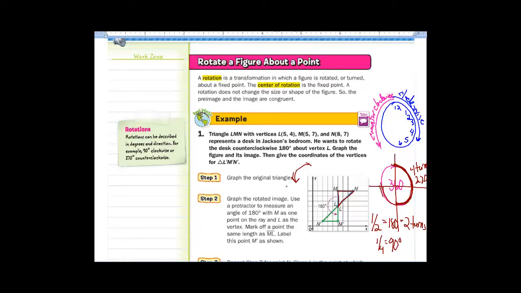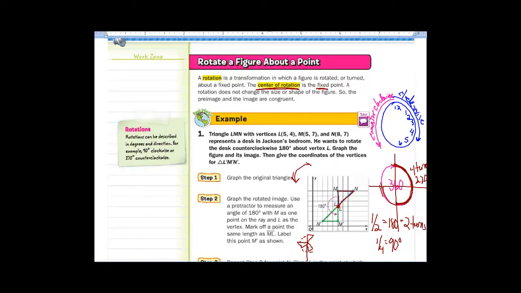Here's something that I want you to think about. If it says about vertex L, it basically means this corner of his desk stays exactly where it is. You remember those little pinwheels whenever you were little, that you would blow and they would turn around on a stick? Woo! That's what we've got here. Whenever things turn about a point, that point is called its center of rotation. That point is fixed. Fixed means it does not move.